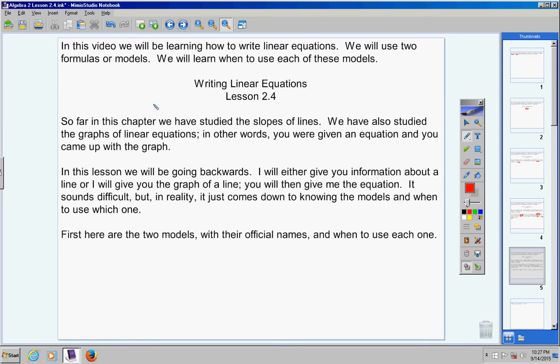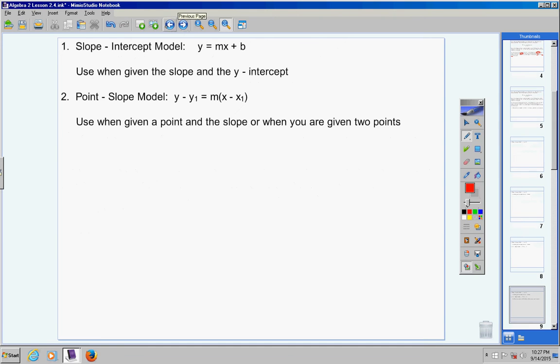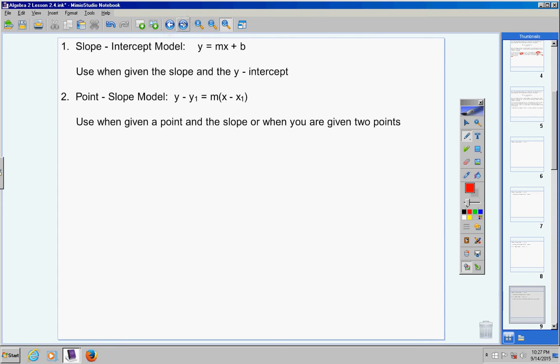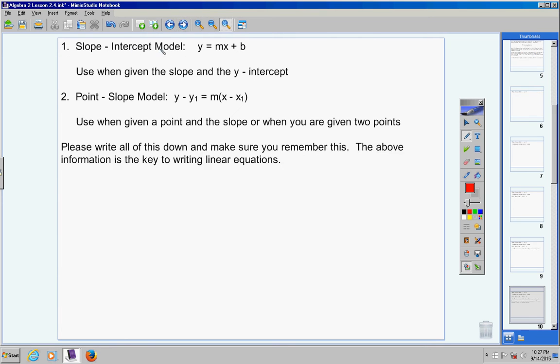First, here are the two models with their official names and when to use each one. Now, I'm going to go like boom, boom, boom, boom, boom, and then pause, okay? So be ready for that and don't be surprised. Here we go. Now, this is called the slope-intercept model. Write this in your notes, and I'm going to go through it fast. I'm expecting you to pause the video, okay?